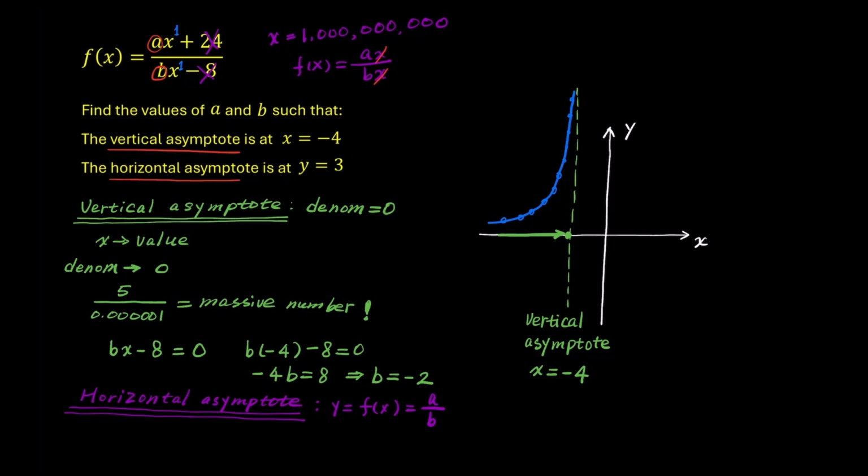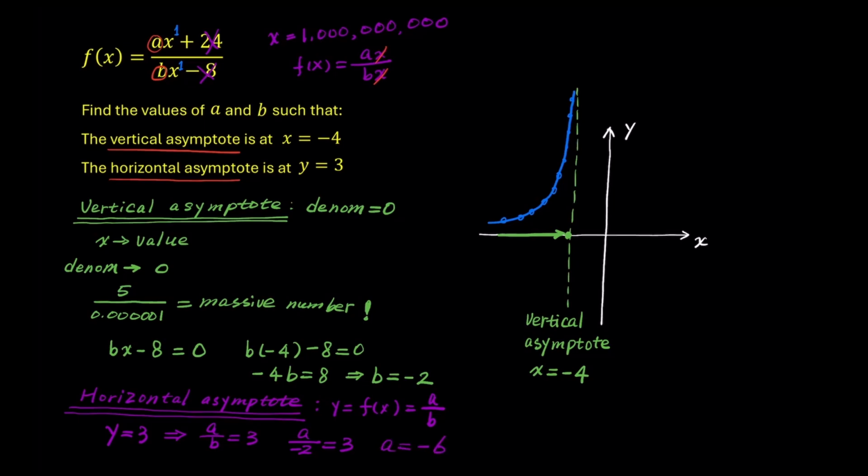And we are told that the horizontal asymptote is y equals 3. So that means a over b must equal 3. But we already know that b is -2, so if a divided by -2 equals 3, we just multiply them together and find that a has to be -6.